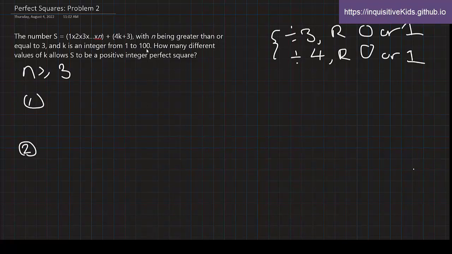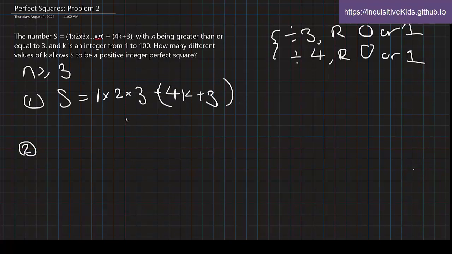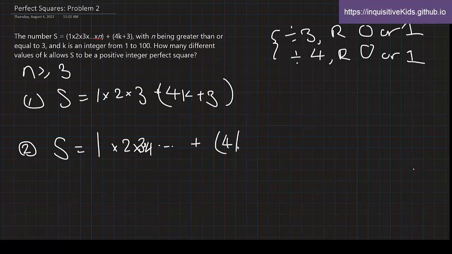So the first part is if n is equal to 3. Then s would just be equal to 1 times 2 times 3 plus 4k plus 3, right? If n equals 3. And our second case would be s is equal to 1 times 2 times 3 times 4, and it keeps going on, plus 4k plus 3. And why do I have these two separate scenarios? Well, first, we need to figure out which one of these we need to use.